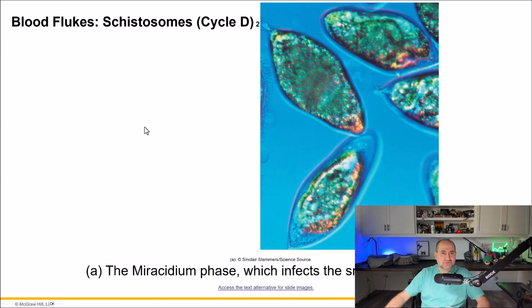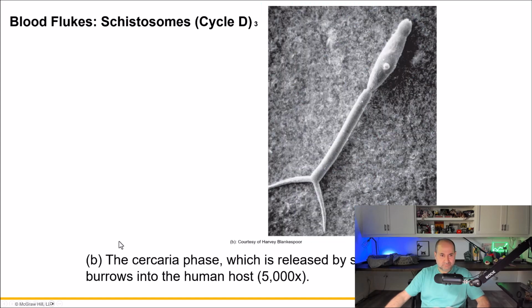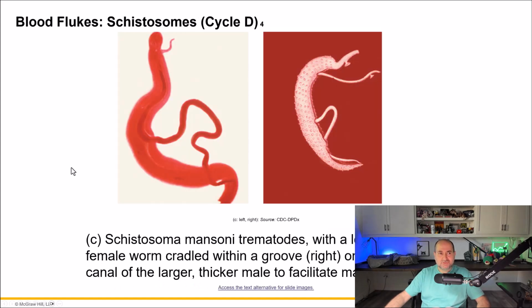Here's what schistosomes look like. This is the Miracidium phase, which infects the snail. So this is what the worm would look like if cultured from a snail. Here you can see the Cercaria phase, which is released by the snails, and that can burrow into the human host. And here's what the adult schistosoma looks like.